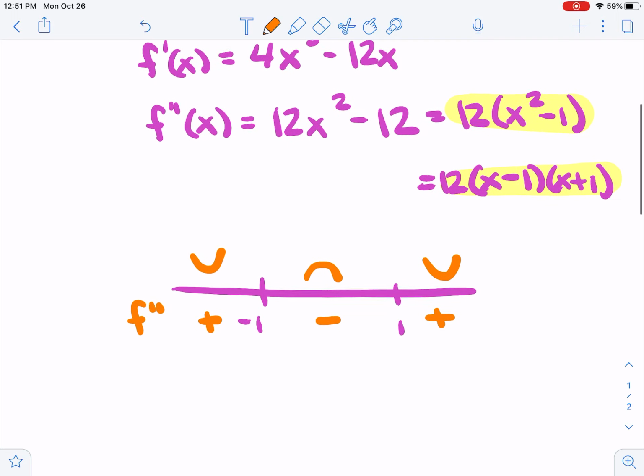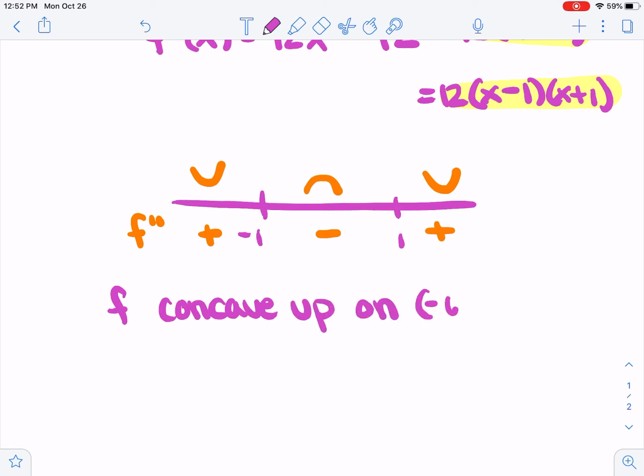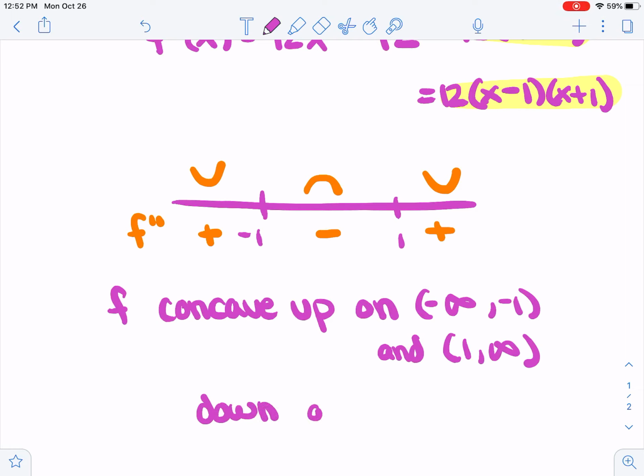Those are inflection points, and we can say now that F is concave up on -infinity to -1 and 1 to infinity, and it's concave down on -1 to 1. And that is the answer to this question. Where is it concave up? Where is it concave down?